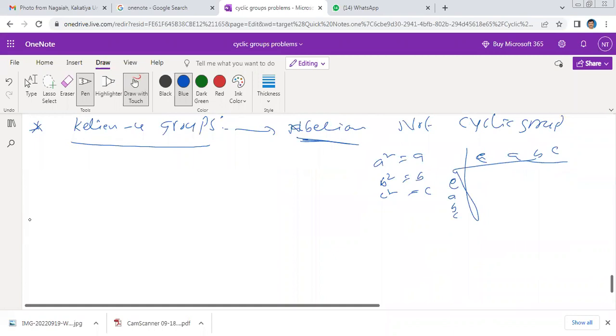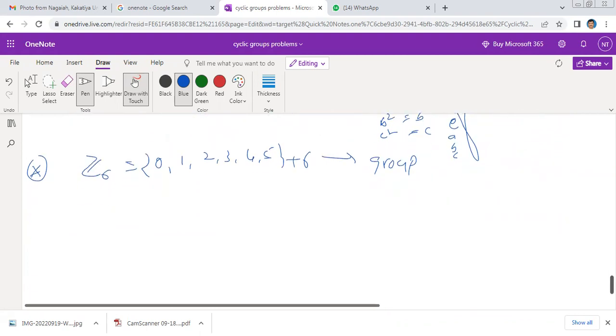Take it as a statement. Then, how do we recognize a cyclic group? For example, Z6 is given: 0 1 2 3 4 5 with addition modulo 6. Does it form a group? Yes, exactly, this is a group. Is it a cyclic group? If at least one generator is there, we say that it is a cyclic group. The identity element is never a generator.